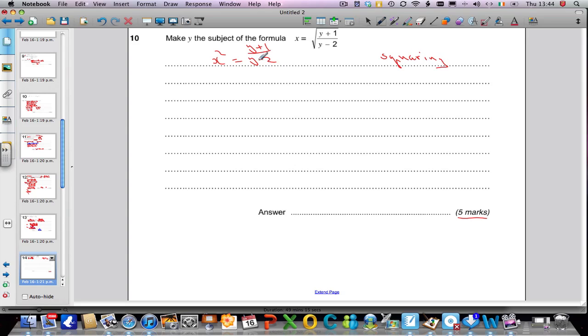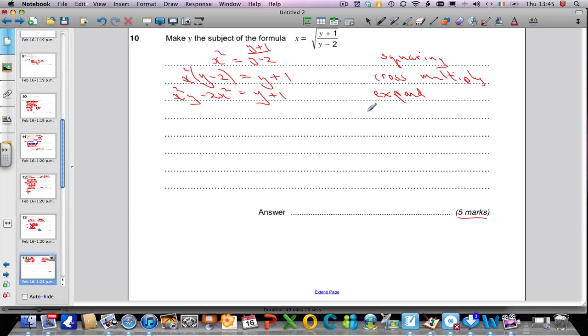Right, I do not like to have y's underneath the line, so we're going to cross multiply. Cross multiply. Right, so x squared times this, we'll just write it as x squared times y minus 2. So we're cross multiplying. And this is still just y plus 1. Okay, now we're going to expand. Right, so we get x squared y minus 2x squared equals y plus 1.